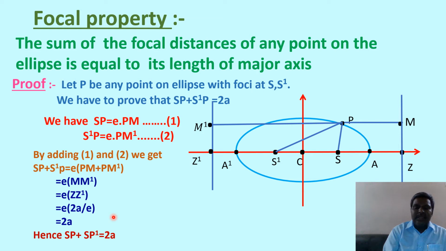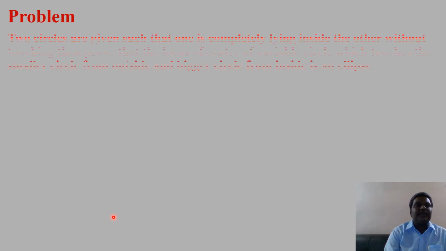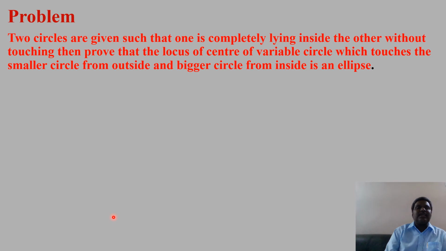Okay. Now let us see one application of this. This is the problem. See here. 2 circles are given such that one is completely inside of the other without touching each other. How many circles are given to you? 2 circles are given to you. One is completely inside of the other. They do not touch each other.